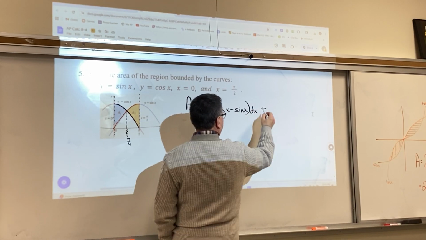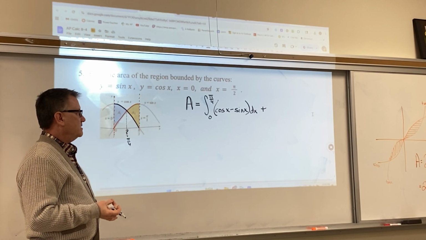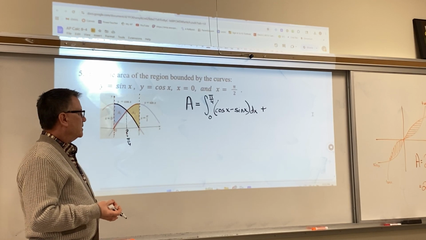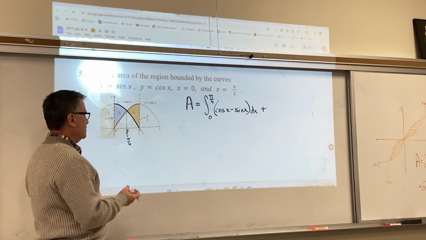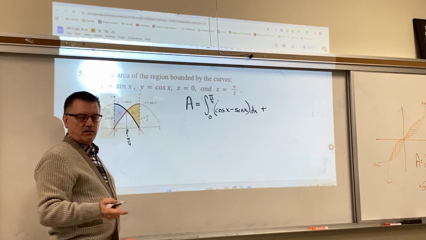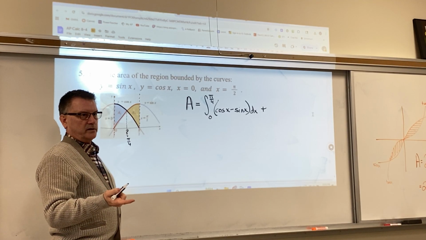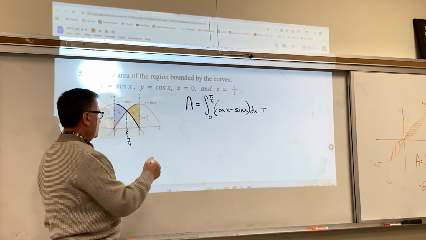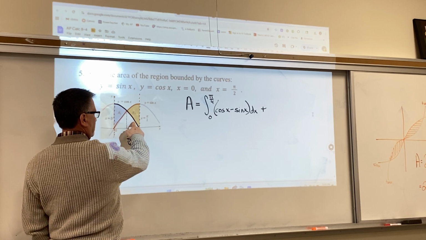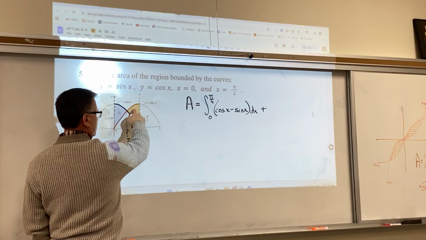And then I want to add to that, if I don't change the one that's on the top, if I keep it cosine and say cosine minus sine for this piece, and they are exactly the same, I'm going to get 0 from my area. Because I'm doing what's really the bottom minus the top. And we want to do the top minus the bottom.